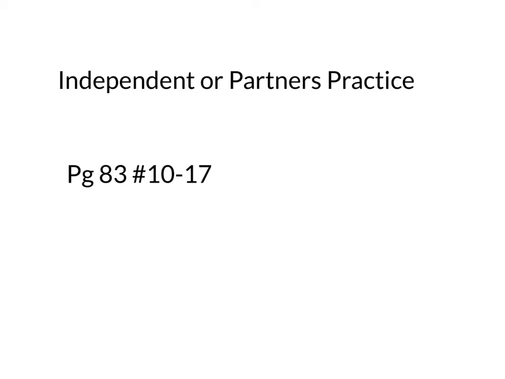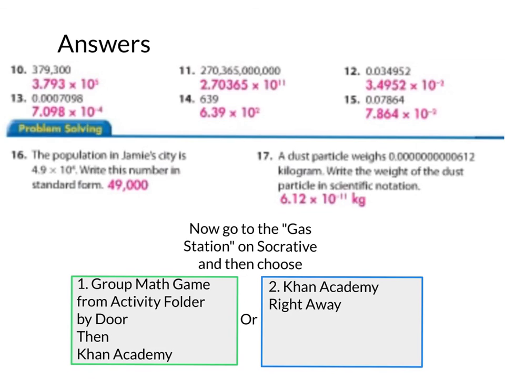Please do page 83, numbers 10 through 17 for independent or partners practice. The answers are coming in 3, 2, 1. Please check your answers. After you're done with this, please go to the gas station on Socrative, and then choose whether you'd like to work in pairs or by yourself. The group game answers are coming in 3, 2, 1.